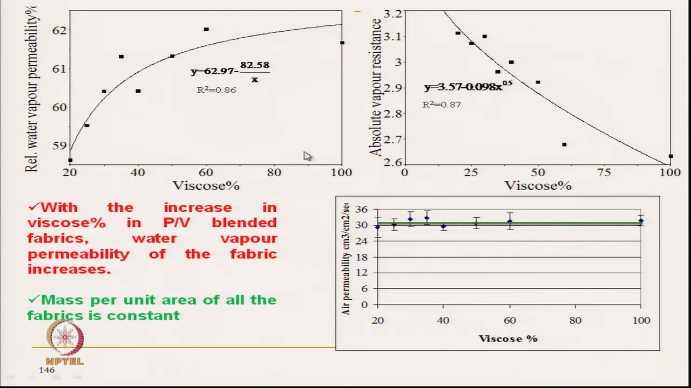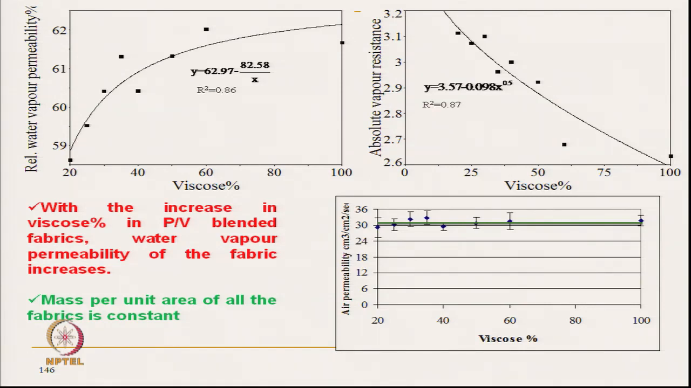The same fabrics we discussed in the last class, for liquid water transmission, wicking. In wicking, what we have seen is the effect of increasing viscose content. Viscose content is increased from 20% to 100%, where 20% means 20% viscose and 80% polyester. As in the earlier case of liquid moisture transmission, as we increase the viscose content, the wicking rate reduces. That is due to the water getting attracted by the hydrophilic fiber, which slows down the wicking.